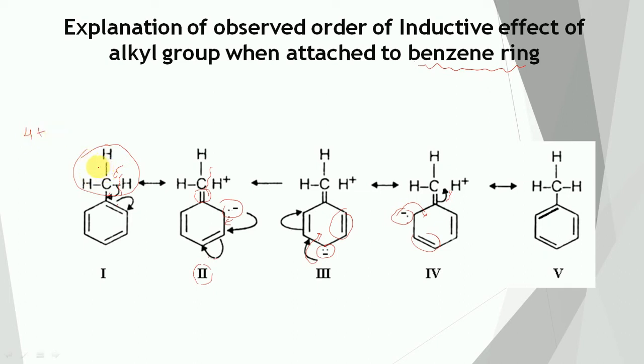If this bond can break, then again we get 4 more hyperconjugated structures, and if this bond can break, then again we can get 4 more structures. So 12 hyperconjugated structures are possible in case of toluene. So it explains the stability in case of an alkyl group when it is attached with the benzene ring. So it is the case of toluene.